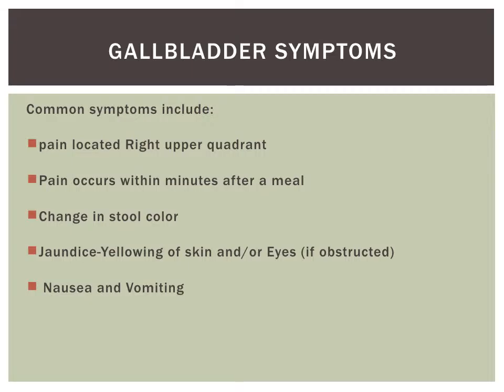People with gallbladder disease typically have these symptoms. As mentioned previously, they have pain in the right upper quadrant. Pain typically occurs within minutes after a meal. They can have a change in stool color. They can also have jaundice, or yellowing of the skin or eyes, if there's an obstruction of the common bile duct, as well as symptoms of nausea and vomiting.